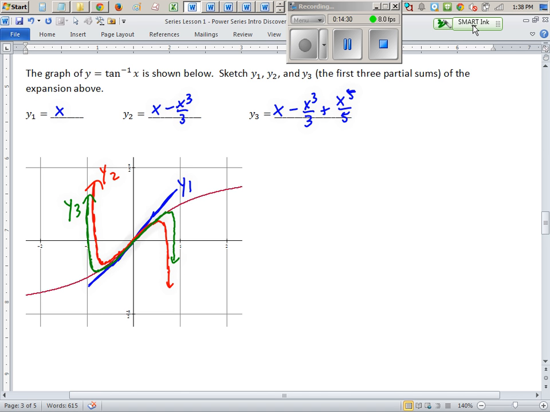You would never, for example, use y3 to find arctan of 2, because that is way outside the bounds of convergence, and these polynomials do a horrible job. There's actually a way to shift everything over and get the polynomials that hug the curve over here. But that's called Taylor series. We're not there yet. What we're going to find later is we'll be able to pick any part of any curve and model it with polynomials.